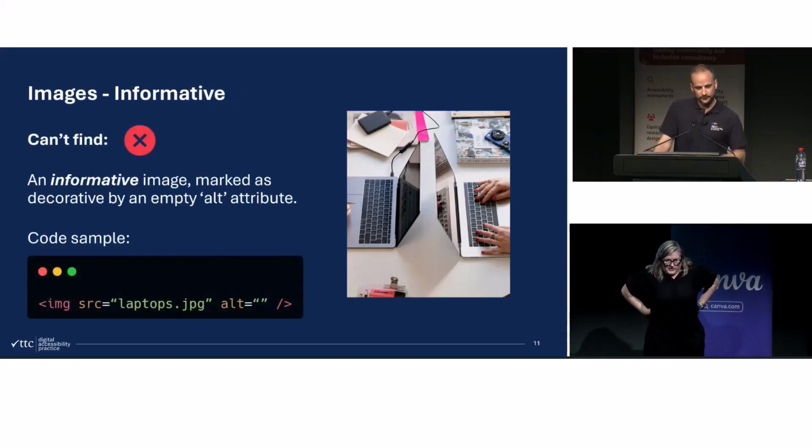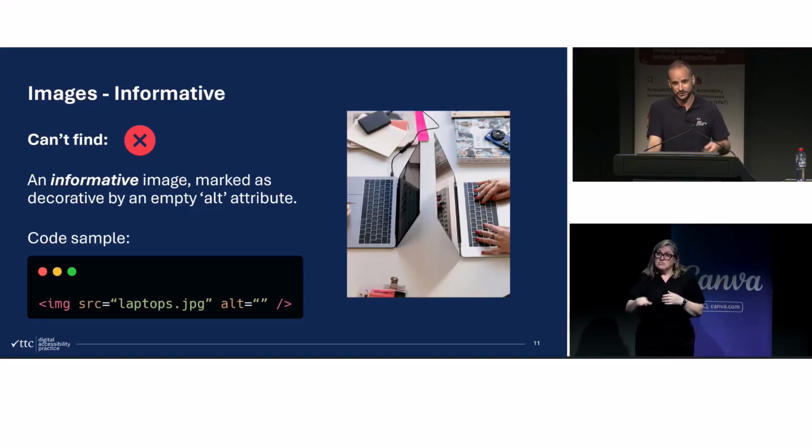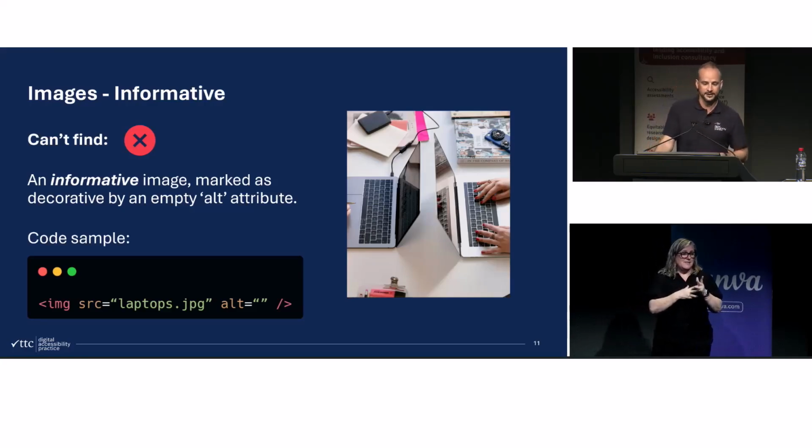However, if we add the alt attribute in, and it's empty, but this image was supposed to be informative, then that is a failure, a WCAG failure. But the automated tool won't pick that up because it has no idea whether that is an informative or decorative image. So it'll just assume that you got that right and that that's a decorative image. So it will completely miss an informative image in that instance.